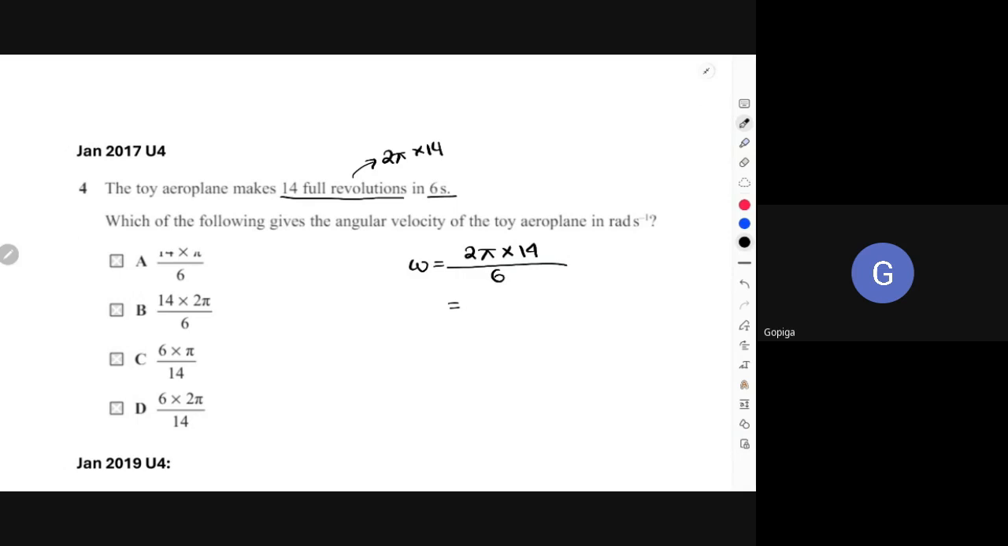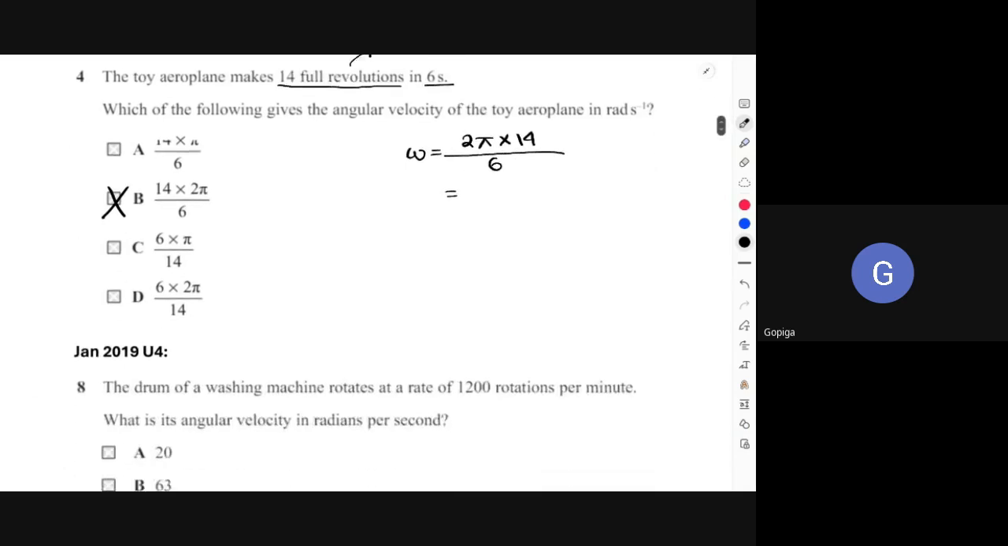2 into 14 divided by 6 turns out to be, no need to calculate actually. I can clearly understand option B is your correct answer, right? 14 into 2 pi divided by 6. That is your correct answer. No other workings are required for it. Let's move on to the next one.